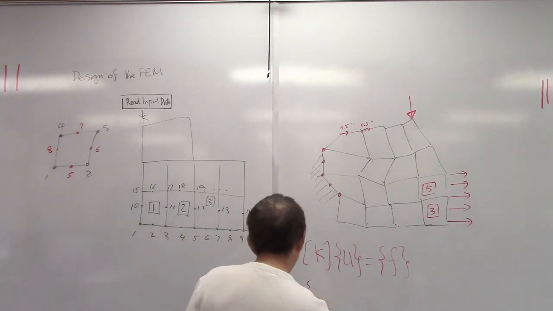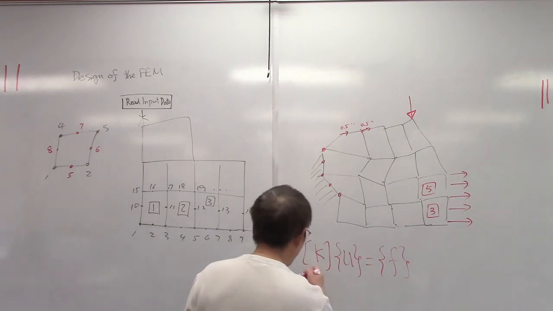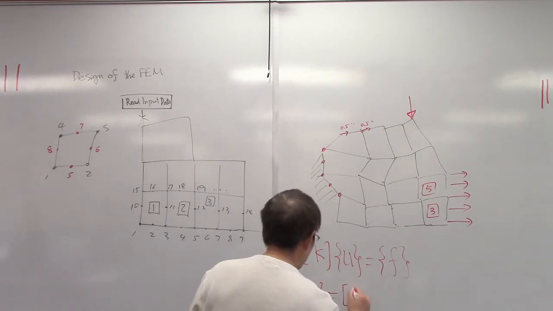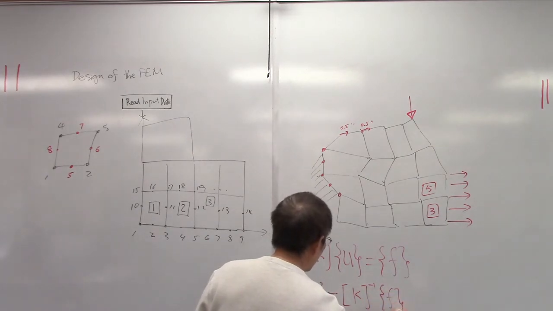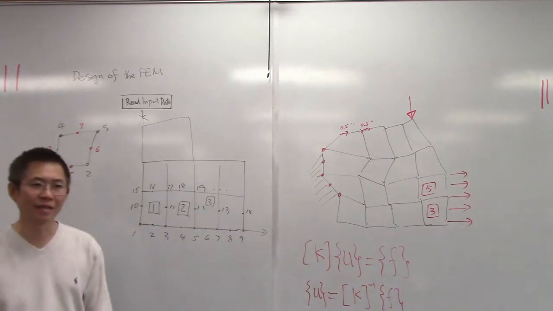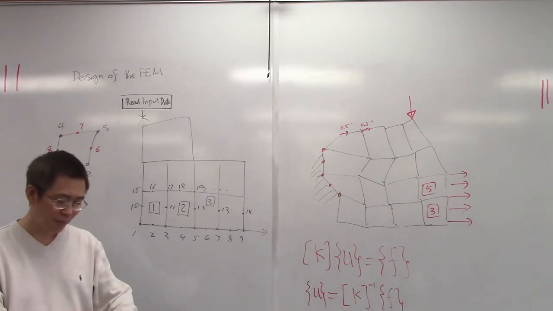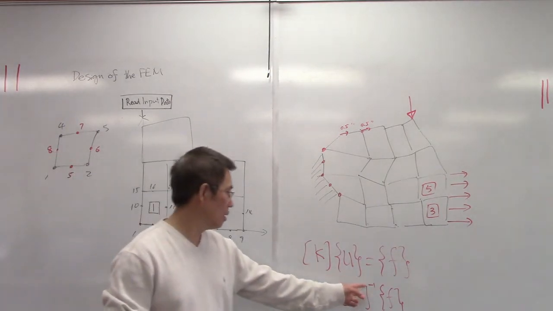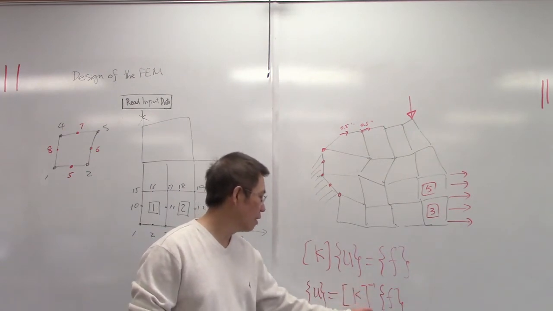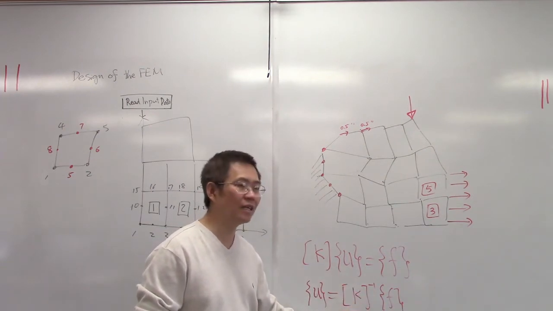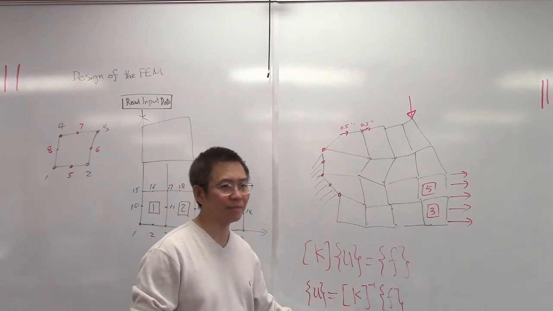The way we solve it is very simple. We find the inverse, so the solution will be the inverse of k times the load factor. It's a very simple concept, okay? Therefore, essentially the solution process involves how to find the inverse of a matrix.